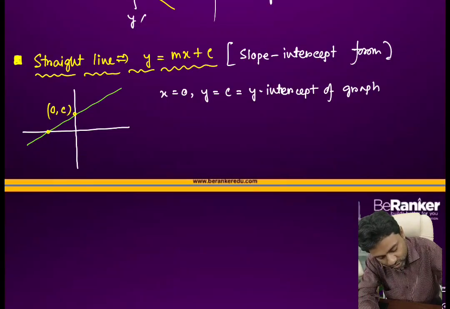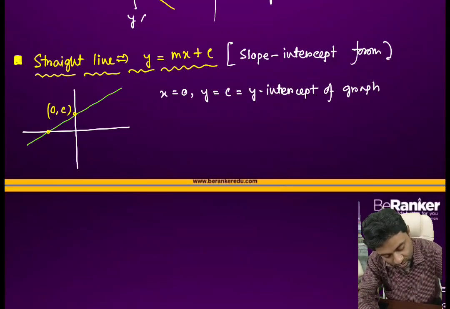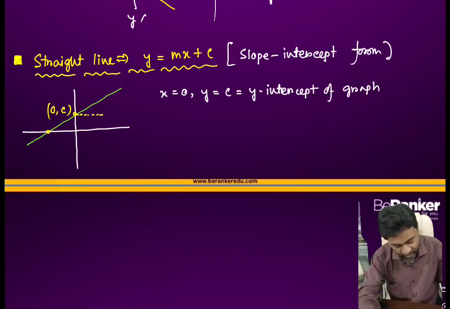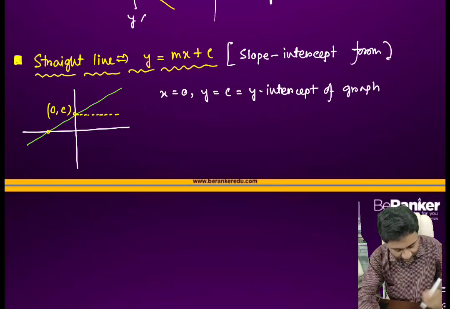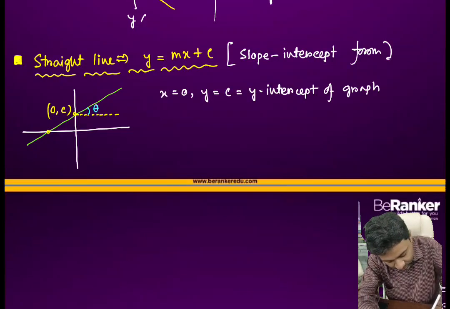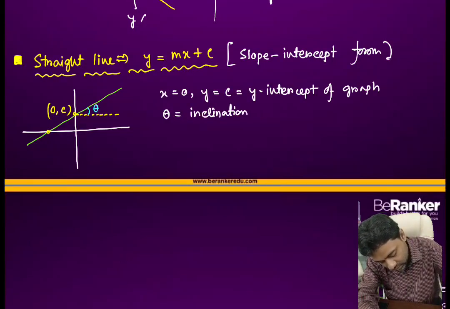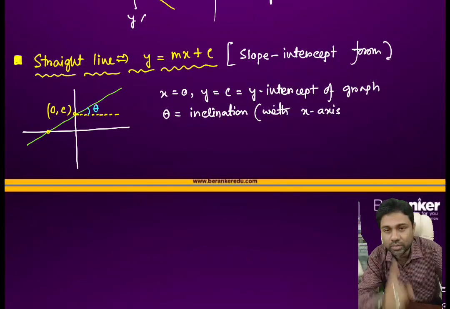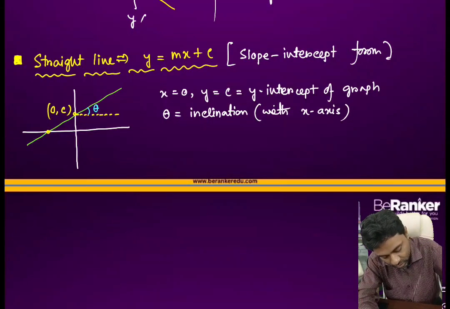That is the length of the portion the graph intercepts from the origin. Y-intercept of the graph. And if you draw a line parallel to x-axis in this graph, this is the x-axis, we draw a parallel line. So the graph makes an angle theta with positive x-axis. The theta is called the slope angle or inclination. Remember, inclination of a graph is always measured with the x-axis.